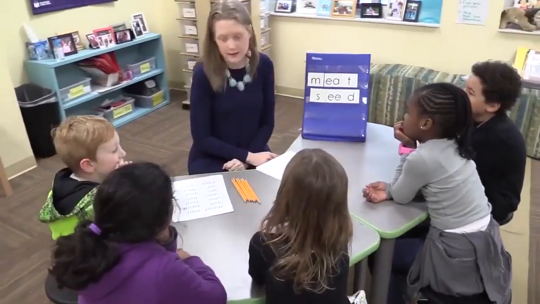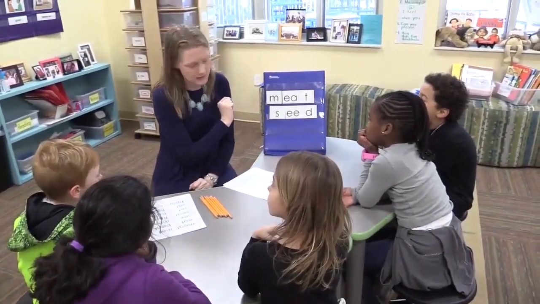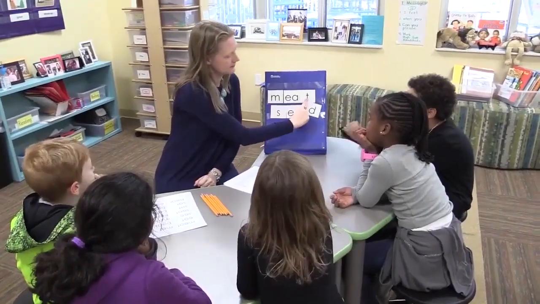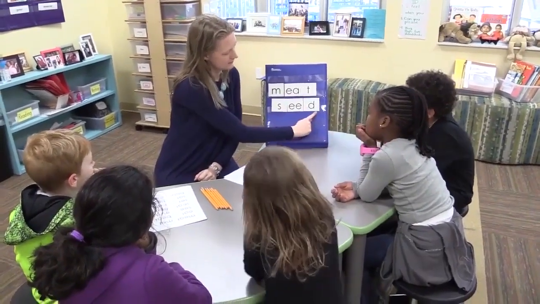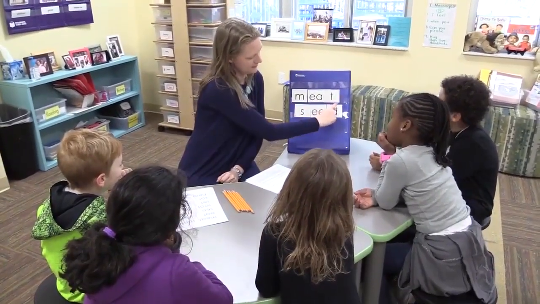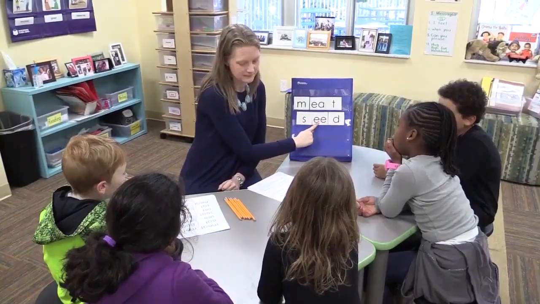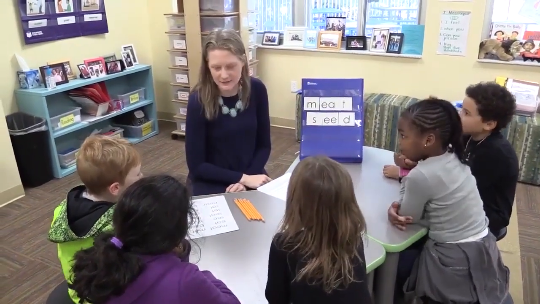All right, so we're going to practice reading both words now. And when I touch under just the E-A or the E-E, you'll say E. Meat. Seed. E. E. Meat. Seed. E. E. Good. I like how you're reading it so nicely.